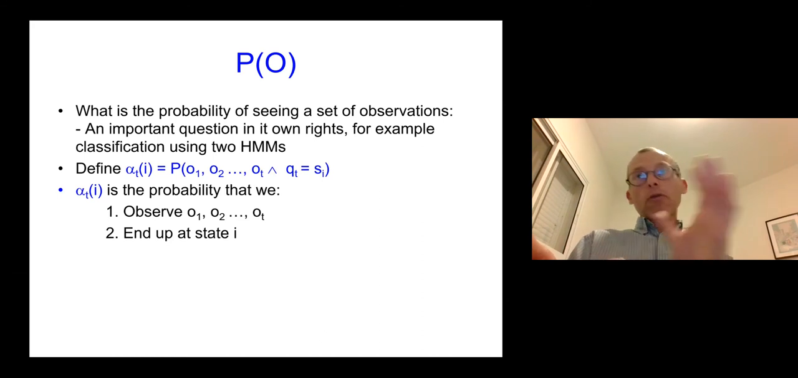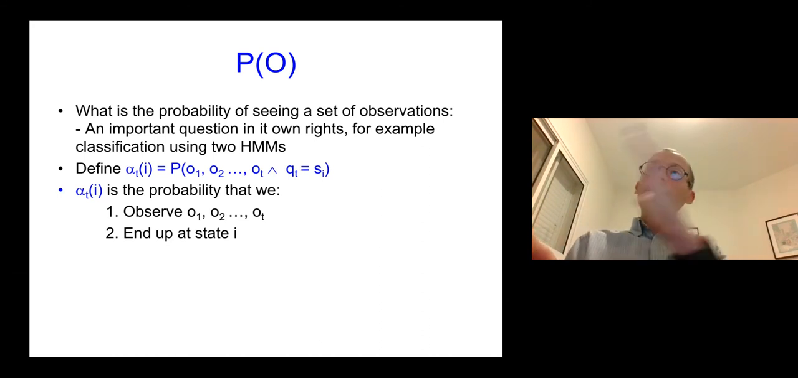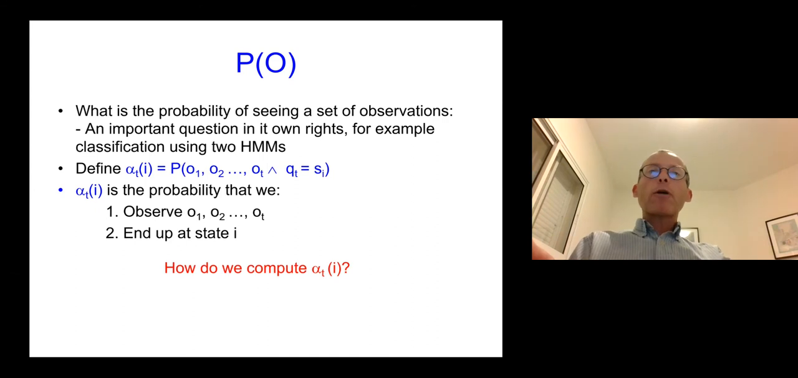So how do we, let's first say how we compute it and then see how we use it, okay? So stick with me for a second on how we compute it and then you will see why it's useful. How do we compute alpha t of I?